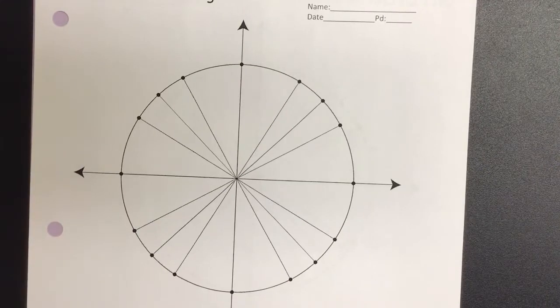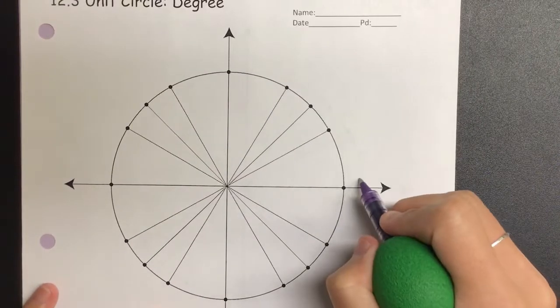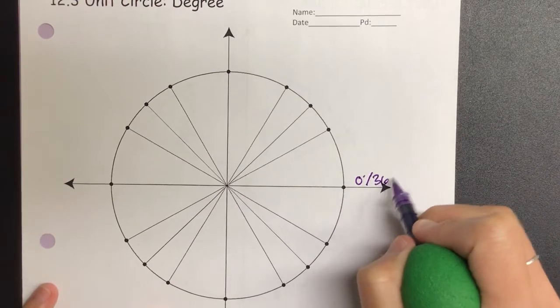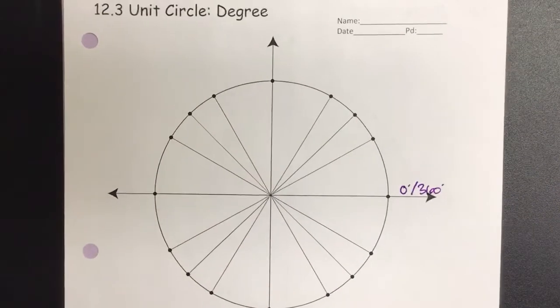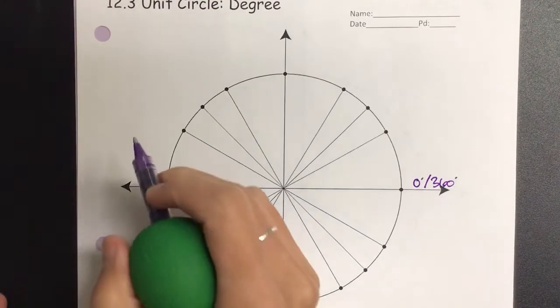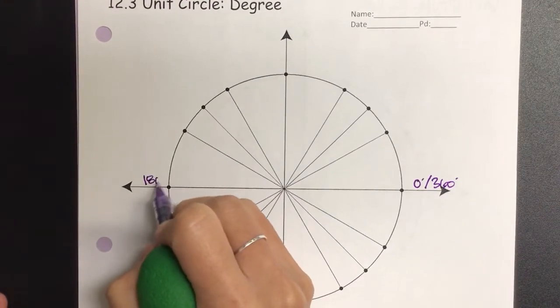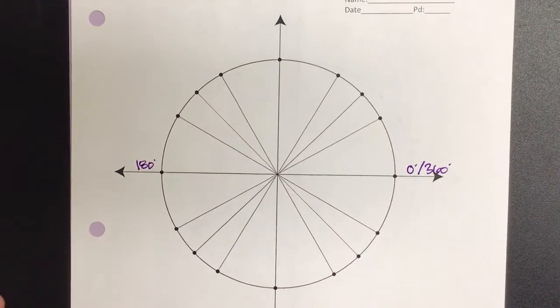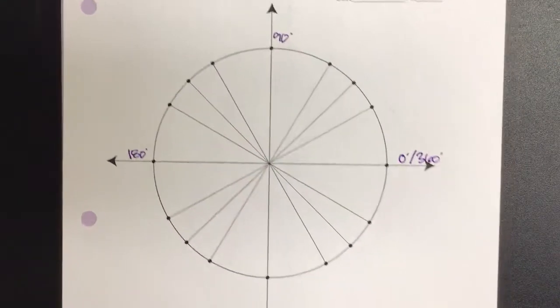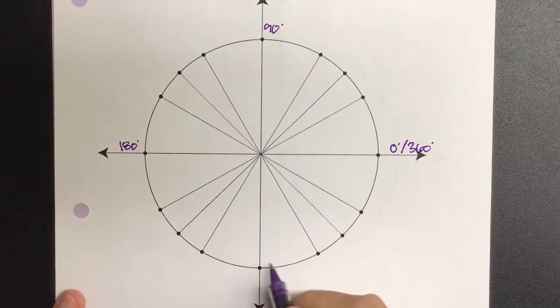Okay, on our degree mode, I want you all to write out, this is 0 degree. And when I go full circle, that is also 360. And if I go halfway, that's going to be 180. Between 0 and 180 is going to be 90 degrees. What degree measure will be on the bottom then? 270.